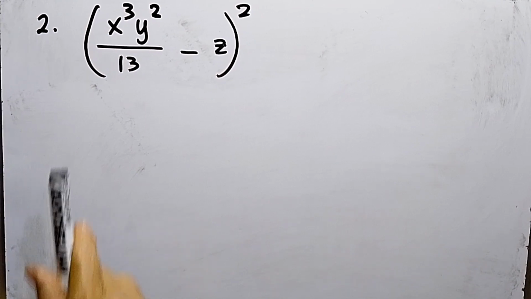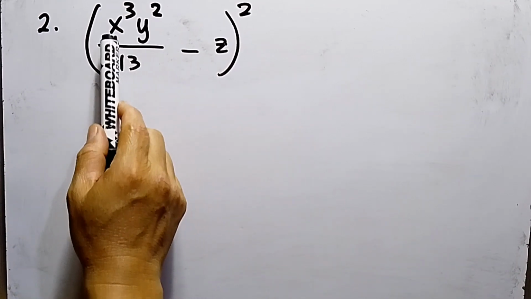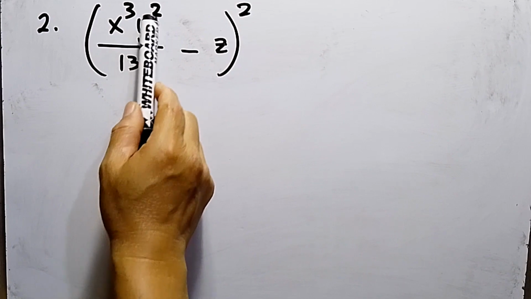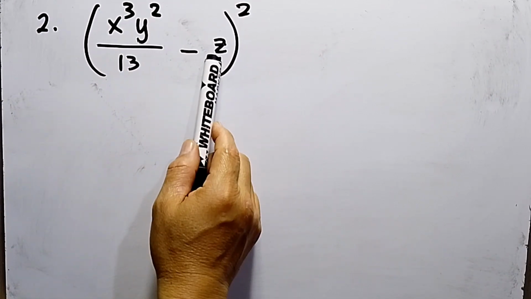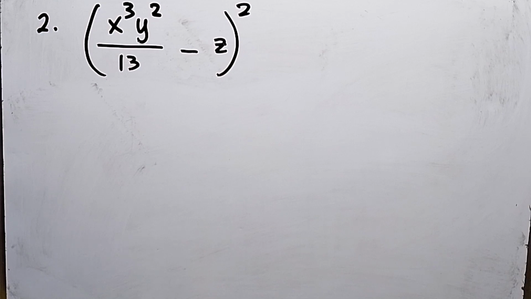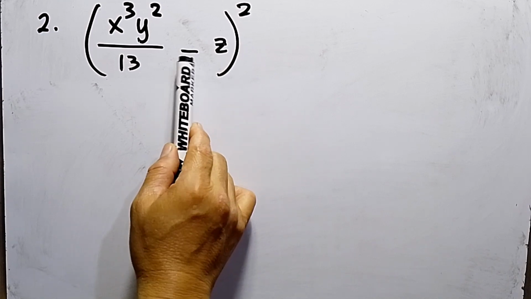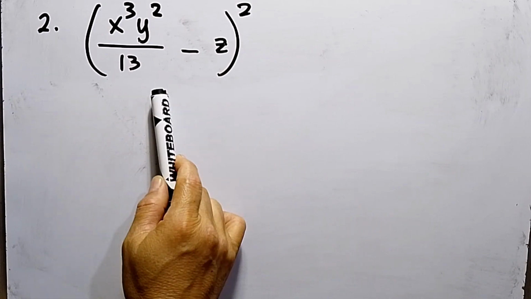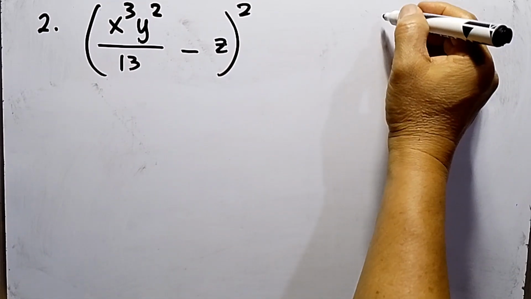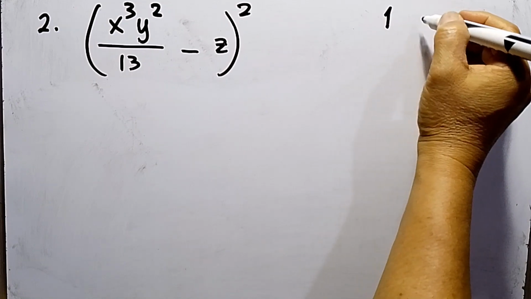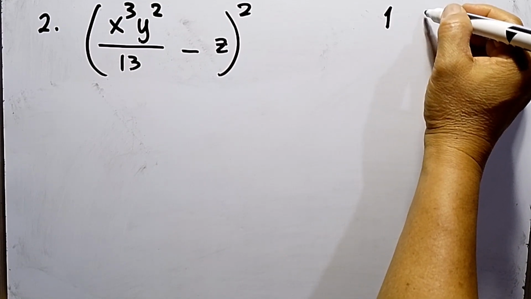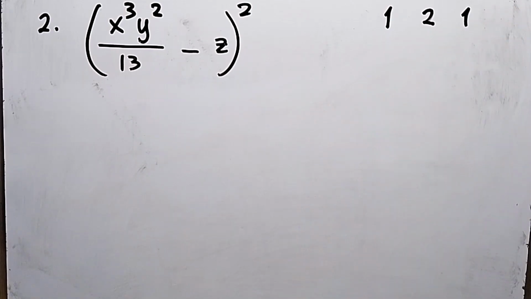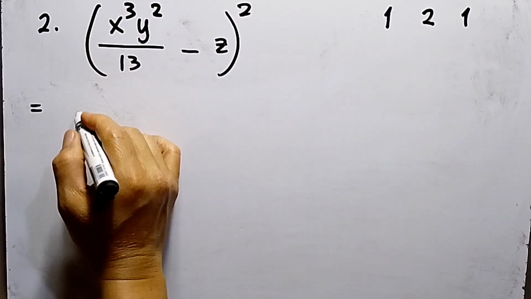Difference. Okay, number 2, I have here the first term x cubed y squared over 13, and then the second term is z. Since this is difference or subtraction, the sign must alternate, positive, negative, positive. And we know that from Pascal's triangle, the numerical coefficients of the terms will be 1, followed by 2, and then 1.